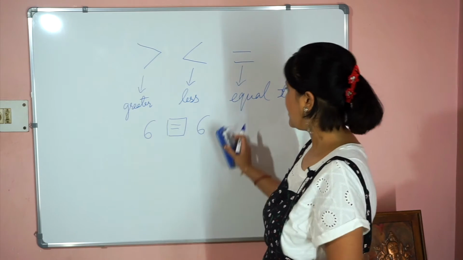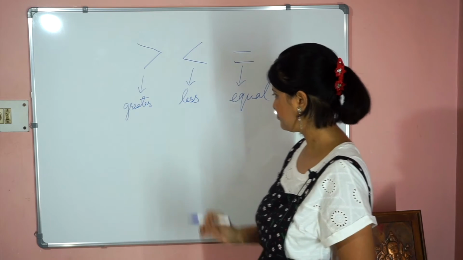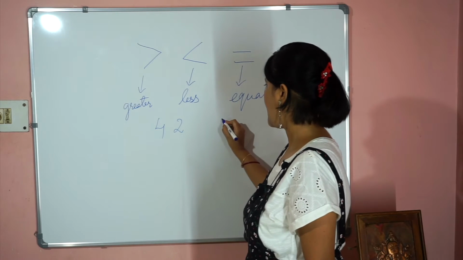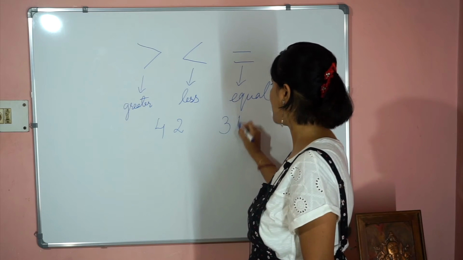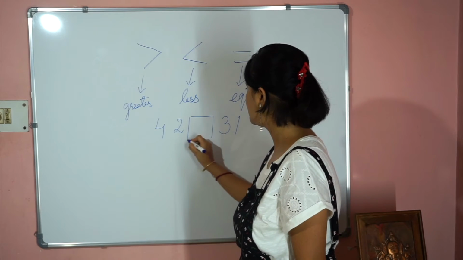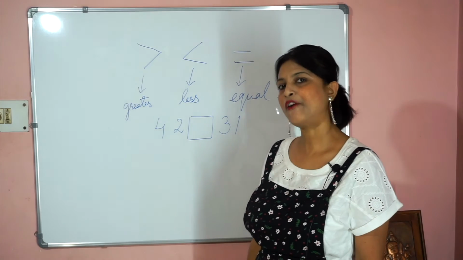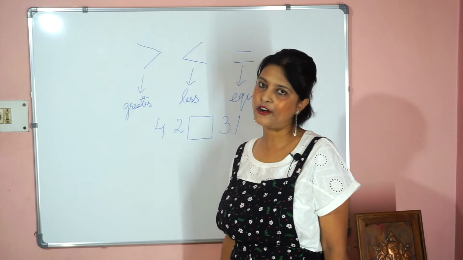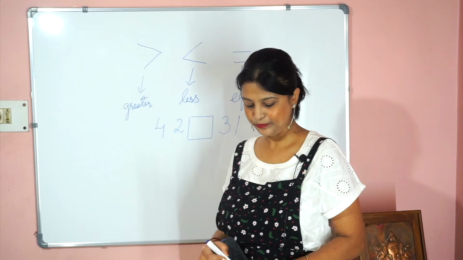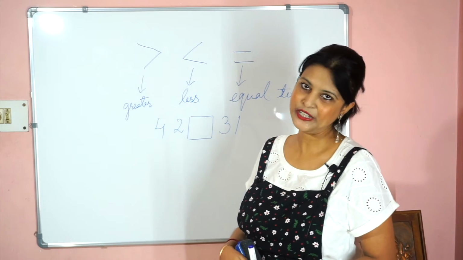Right. Now, if I am given two digit numbers, suppose 42 and 31. So, which sign should I use here? Now, in case a child forgets the symbol for less than or greater than, I have an idea which will help them to remember the symbol to be used.